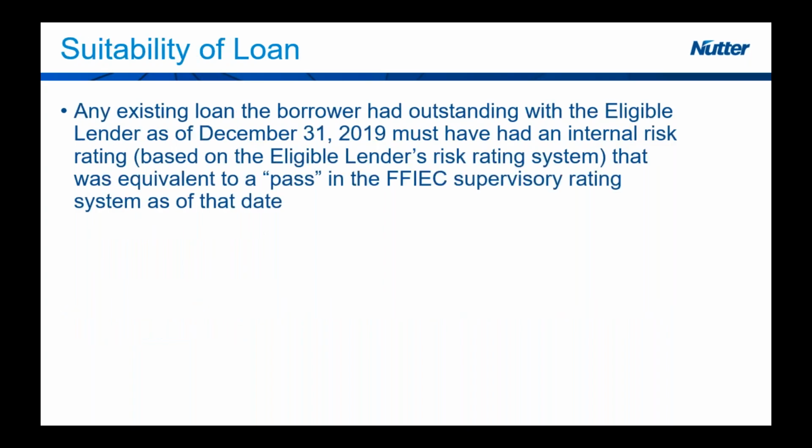The Federal Reserve's frequently asked questions provide some guidance to lenders on whether an eligible borrower is really a suitable borrower from the lender's perspective. And one clear test provides that any existing loan that a borrower had outstanding with a lender as of December 31st of last year must have had an internal risk rating based on the lender's risk rating system that was equivalent to a pass in the Federal Financial Institutions Examination Council supervisory rating system. So that's one test that provides whether the borrower is really suitable here.